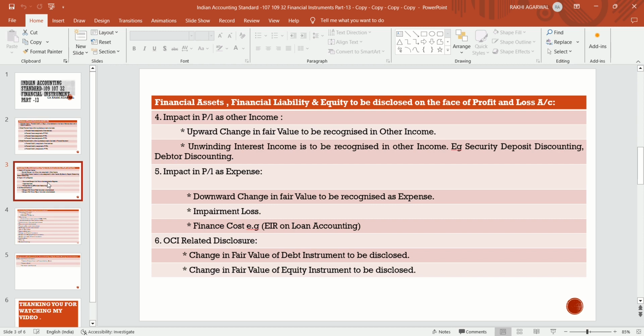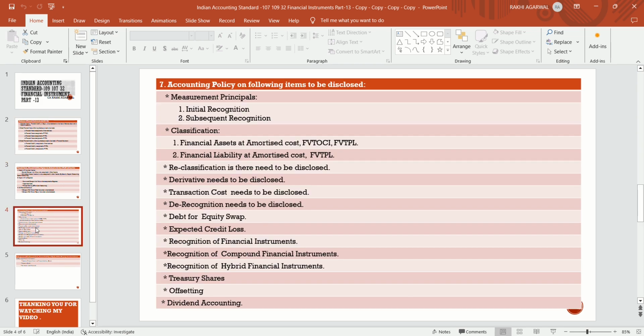Impact in the profit and loss account as expense. Downward change in the fair value is to be recognized as expenses. Any impairment loss on the financial asset is to be recognized as expenses. Finance cost at the effective interest rate on loan accounting is to be impacted on the profit and loss account as expenses. OCI related disclosure: any change in the fair value of debt instrument is to be disclosed, and any change in the fair value of equity instrument is to be disclosed.